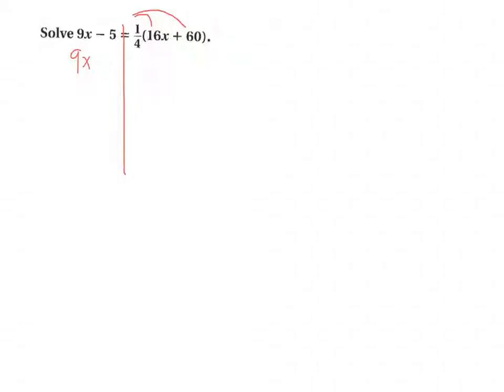We get 9x minus 5 equals 1/4 times 16 is 4, so we have 4x, and 1/4 times 60, 1/4 of 60 is 15. Now, similar to the problem I had before, I can eliminate either x term. I'm going to choose 4x this time. I can subtract 4x from both sides. 9x minus 4x is 5x minus 5 equals 4x minus 4x is 0, equals 15. And now I add 5 to both sides.